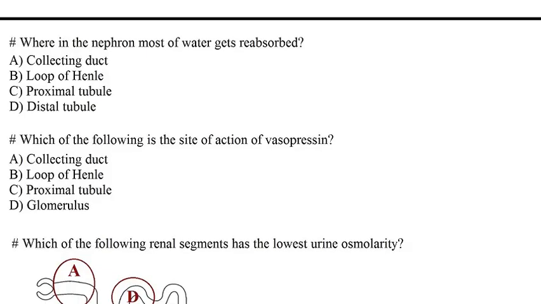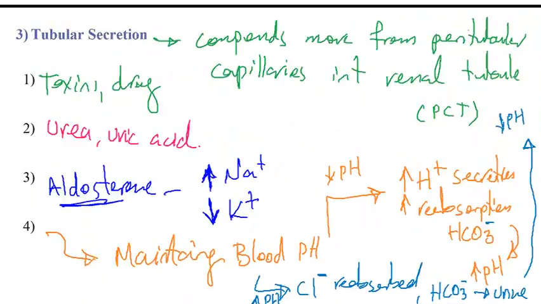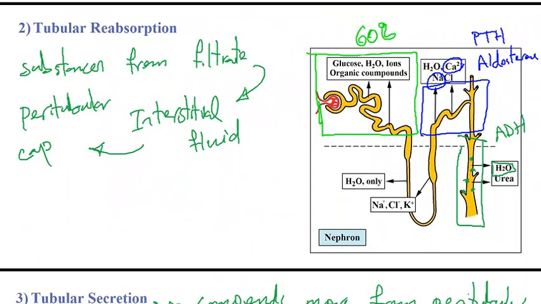Otherwise, let's start with the first question. So where in the nephron does most of the water get reabsorbed? Well, we already discussed that about 60% of the water in the filtrate, and glucose and other molecules, are getting reabsorbed in the proximal tubule. And so choice C would be the correct answer. Sometimes examiners try to confuse you. They say, in a patient that has too much antidiuretic hormone secretion, where does most water get reabsorbed?